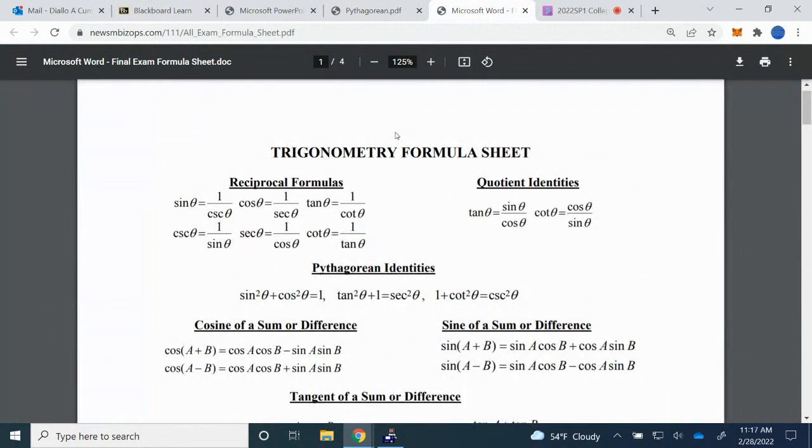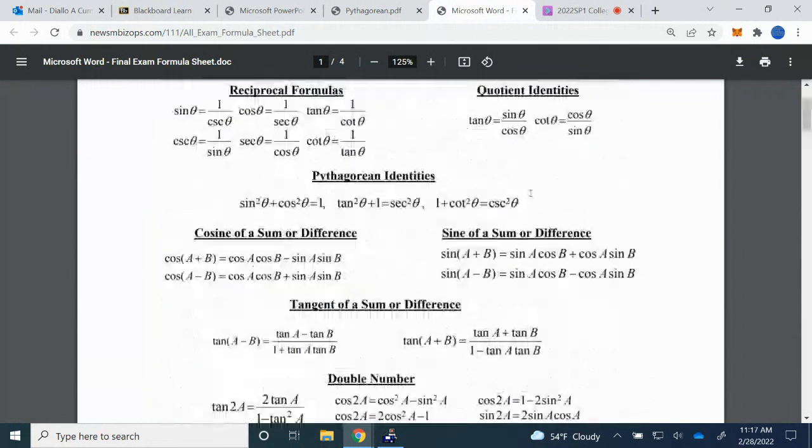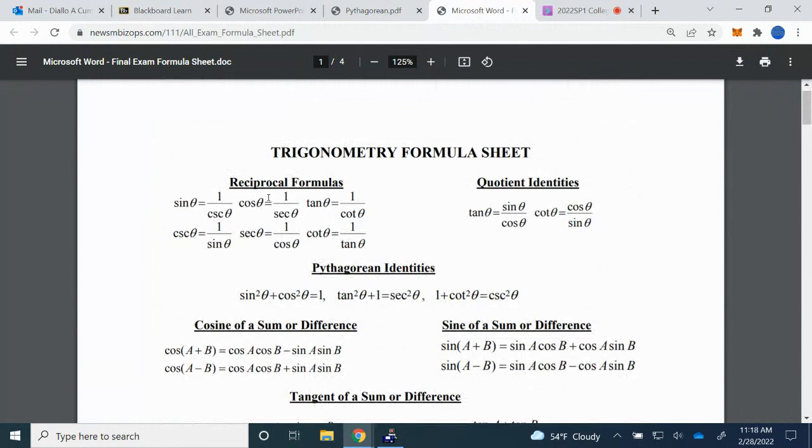Okay, so what we're basically doing in the next module is we're going to proceed to work our way down the formula sheet. We've previously talked about the reciprocal formulas and the quotient identities. But before we go further, I want to go into a little more detail about the reciprocal formulas and the quotient identities. In these particular identities, the powers follow. And I'll show what I mean by that in just a second.